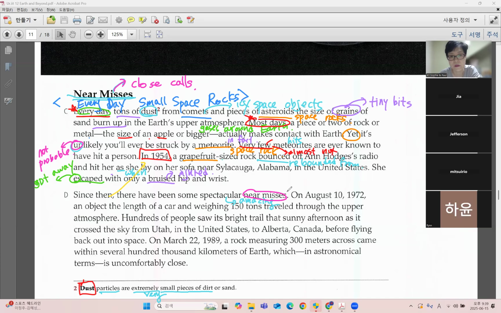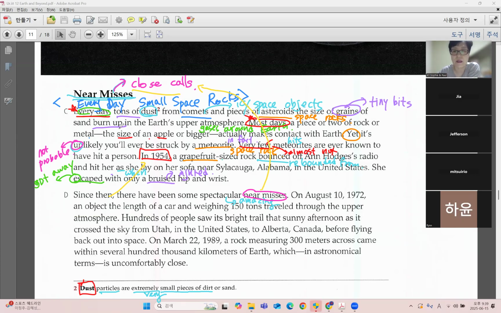The subtitle. What are the near misses? I already told you. What are the near misses? What is this? Close calls. Okay, so almost hit. Okay, here, close calls.